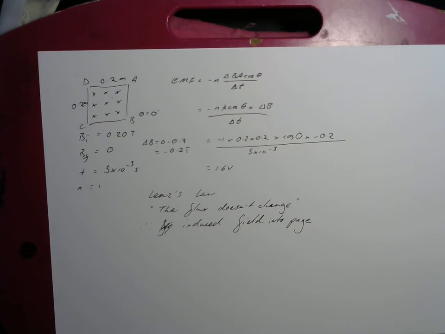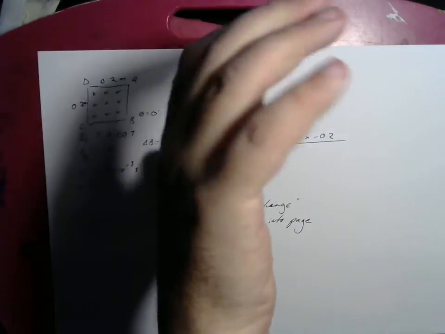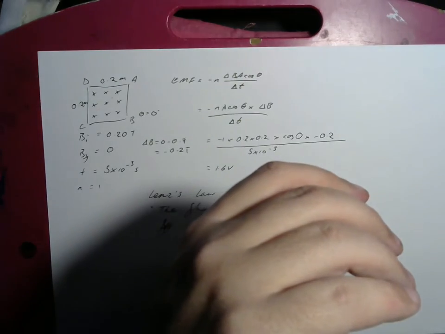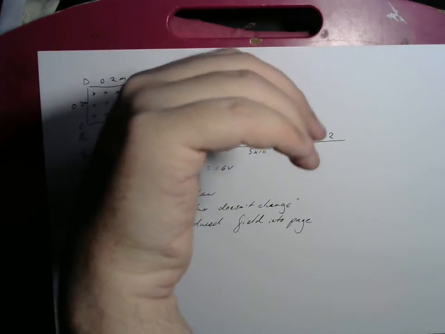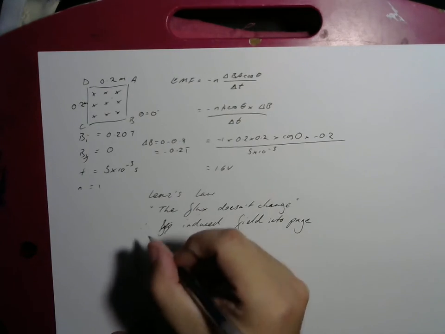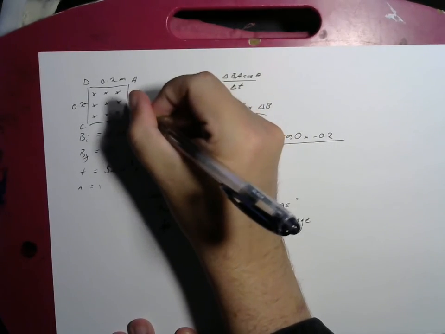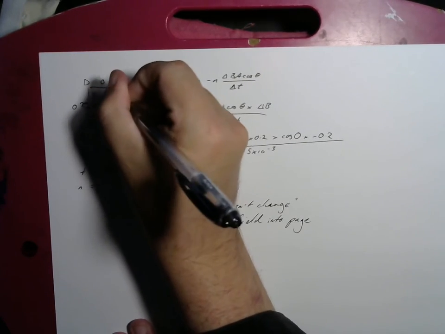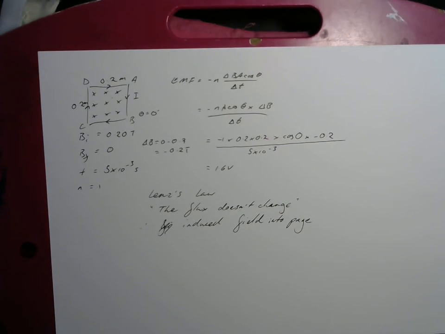So if the field is going into the page, then by our right hand rule, let me just double check my video. There we go. Okay, it is coiling clockwise. Therefore, our I will be this way. As soon as the field stops moving, the induced current would go away because the flux is no longer changing. But as it is changing, as it gets weaker, it would go that way.